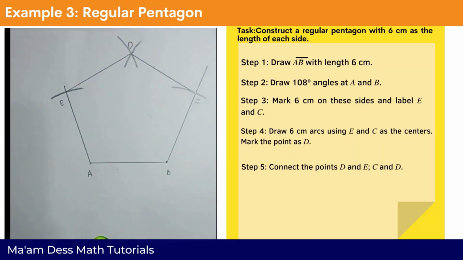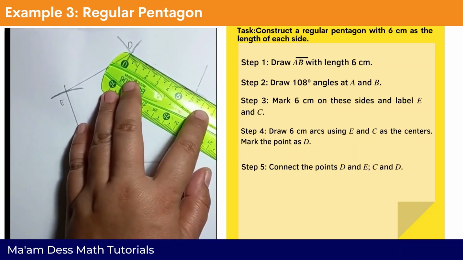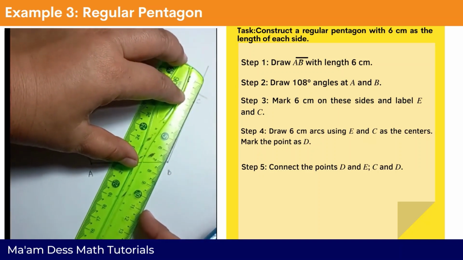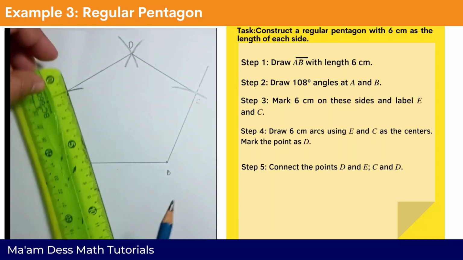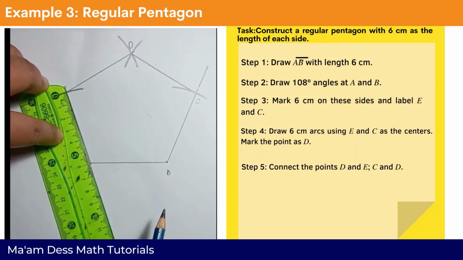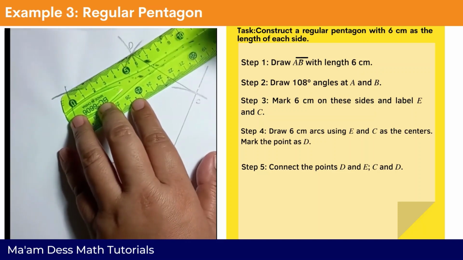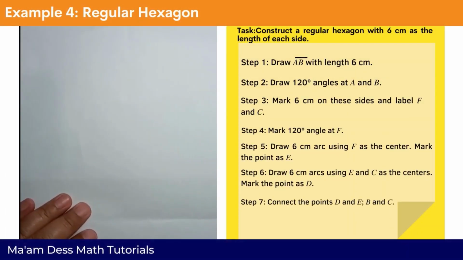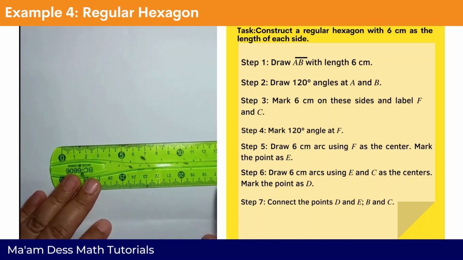Okay, so let us measure if this is 6 centimeters. Okay, it's correct, 6 centimeters. The other one, okay, 6 centimeters. This one, 6 centimeters, and this one is also 6 centimeters. And now this is our regular pentagon. Construct a regular hexagon with 6 centimeters as the length of its side.